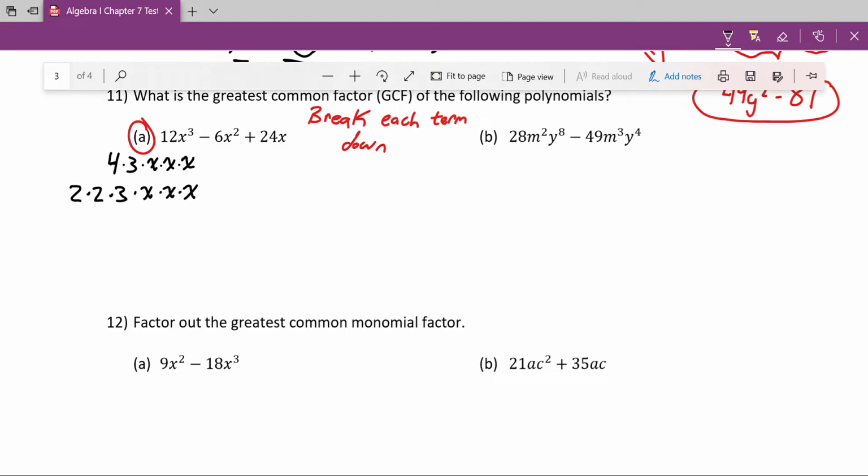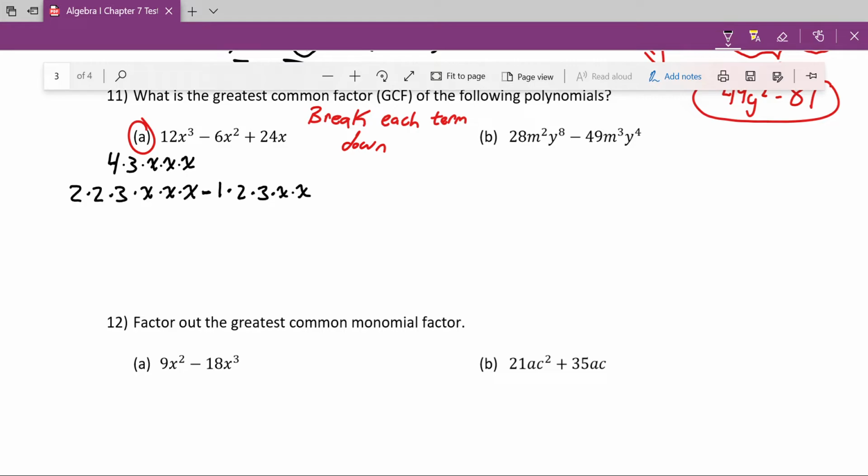So negative 6 really is just negative 2 times 3. Or you could do negative 3 times 2. Or you could even say, and this will get really trippy for some of you, it's negative 1 times 2 times 3. And then x squared breaks down to x times x.